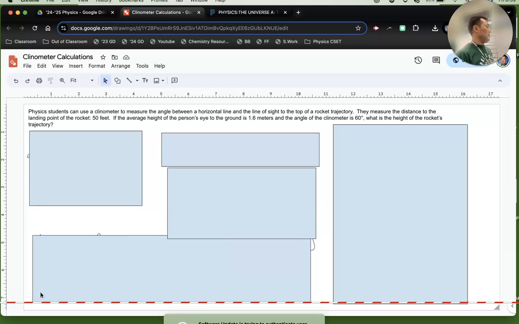Go to Clinometer Calculations, Schoology. If this screen is too small, you can always click on the title one more time and you get the bigger version. Only one student is in, so we'll wait for at least 4 or 5. 2.